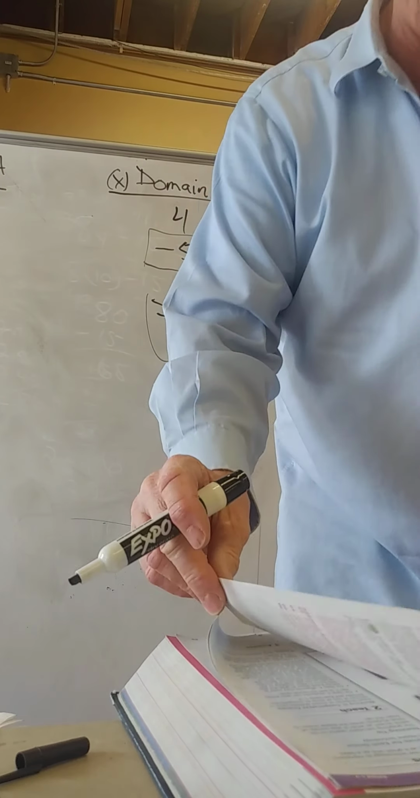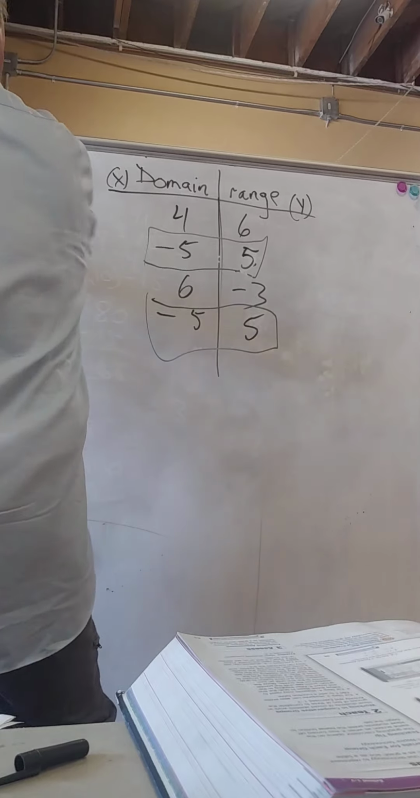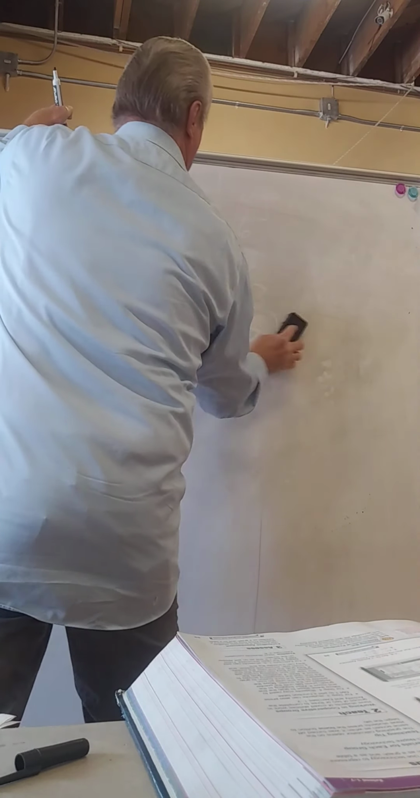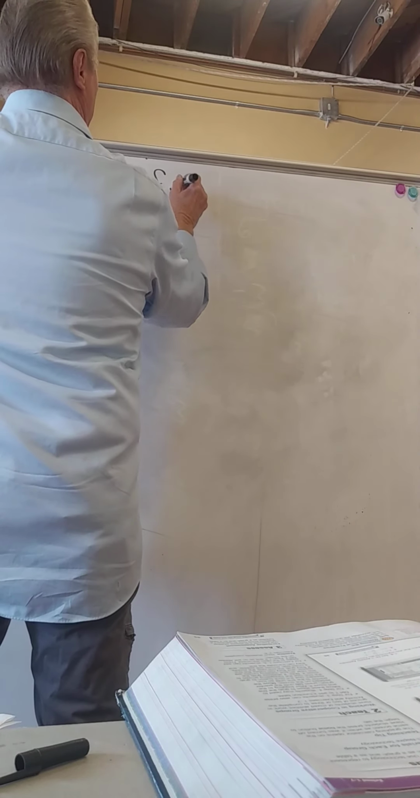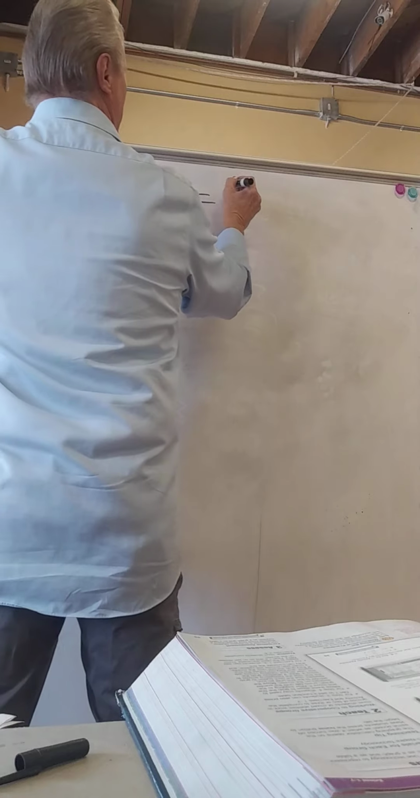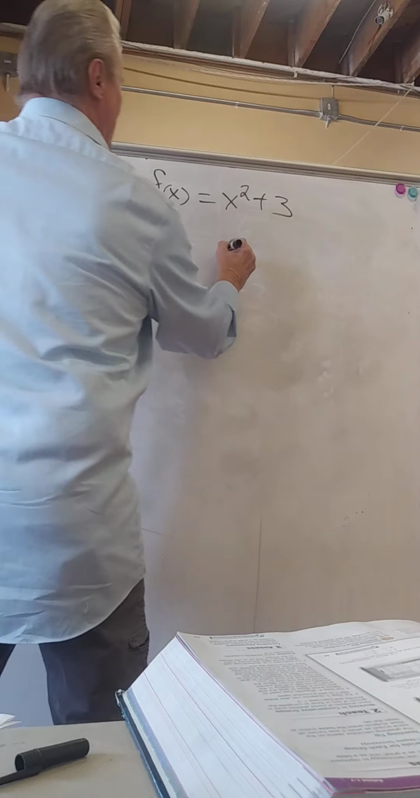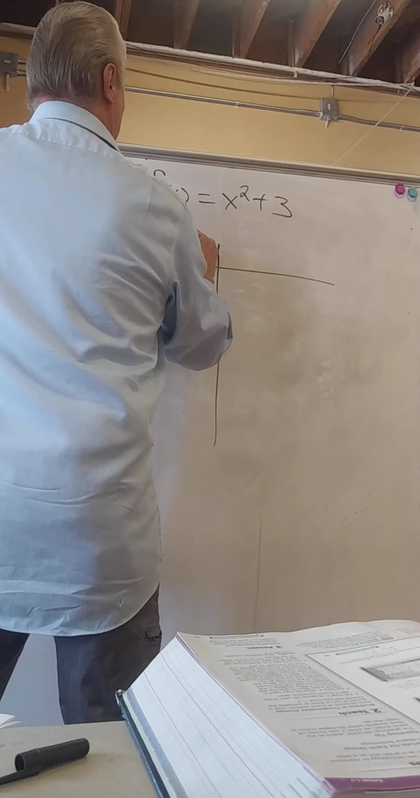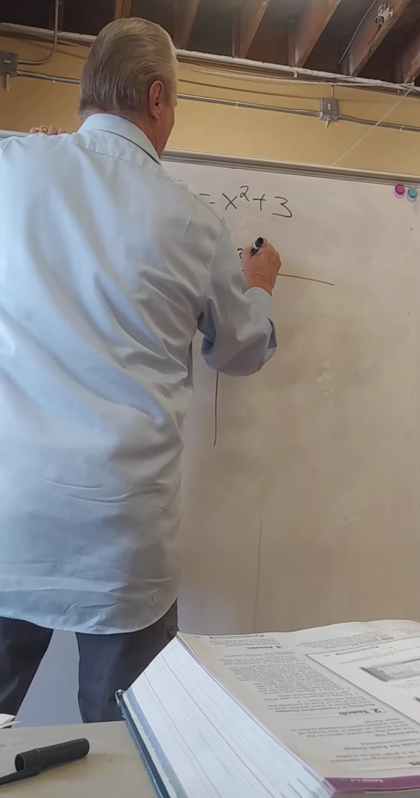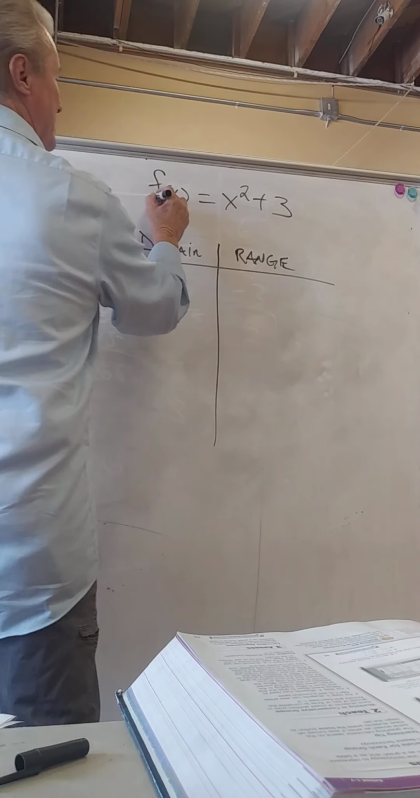Now, let's go figure it out. Page 54. Well, here, we'll show you this real quick, okay? So, f of x equals x squared plus 3. Okay, that's our function. So let's go ahead and just put down a domain and a range of this function here.